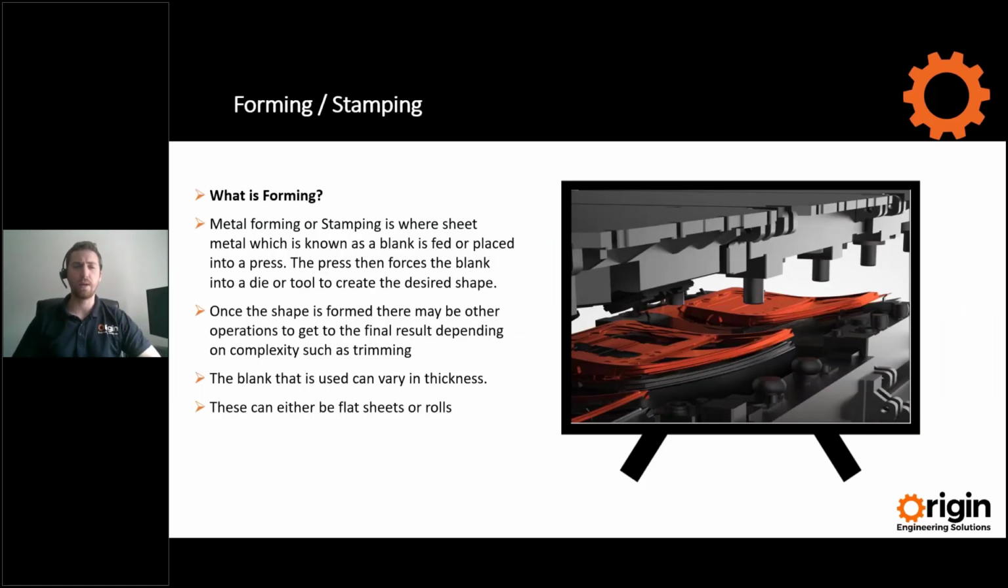So most of you will probably be familiar with what forming is, but just to quickly give you a bit of background: metal forming or stamping, also called pressing, is where sheet metal, known as a blank, is fed or placed into a press. The press then forces this blank into a die or tool to create the desired shape. Depending on the complexity of the part, there might be different operations after the initial draw or pressing operation to get the final part.